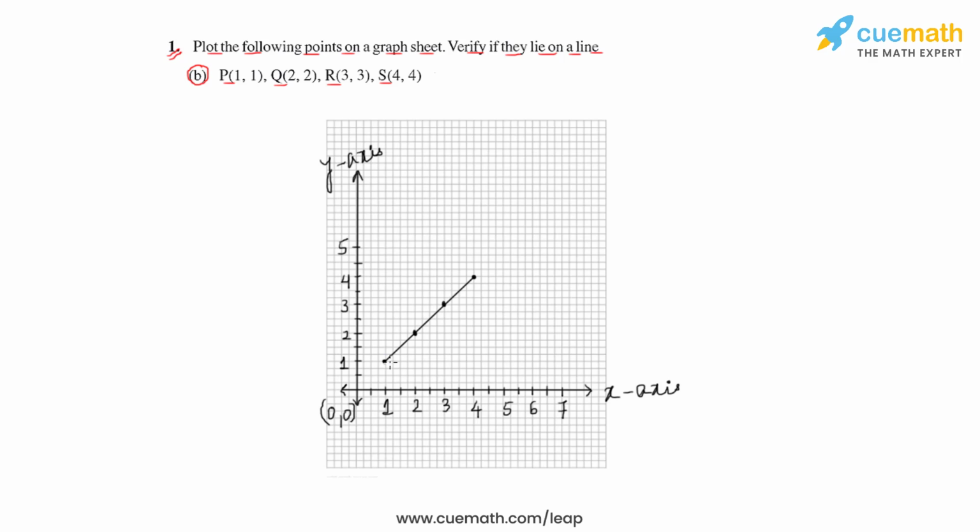Now if we plot these points P, Q, R, S, we'll get the line graph which is represented by this line where this point is P (1, 1). The second point is Q (2, 2). The third one is R (3, 3), and the fourth one is S (4, 4). So as we see, this line graph represents a linear line. Hence we say that all these 4 points lie on a line. Let us now move on to the next set of points.